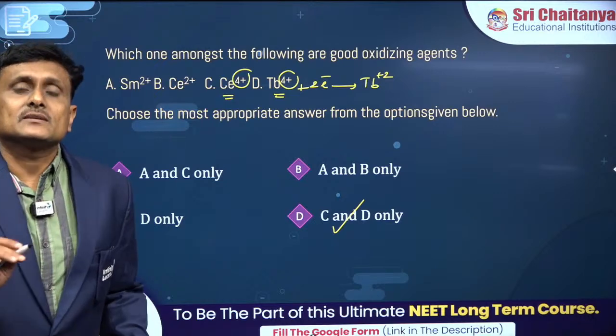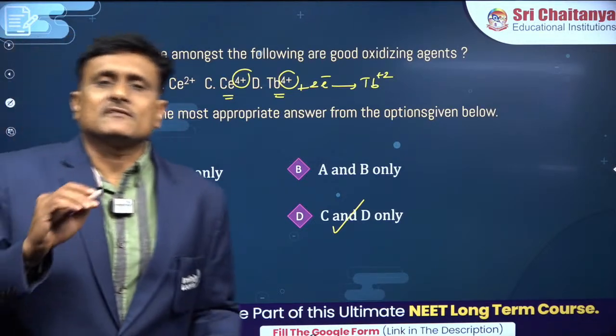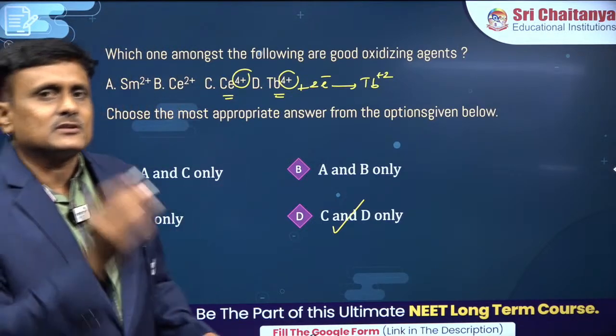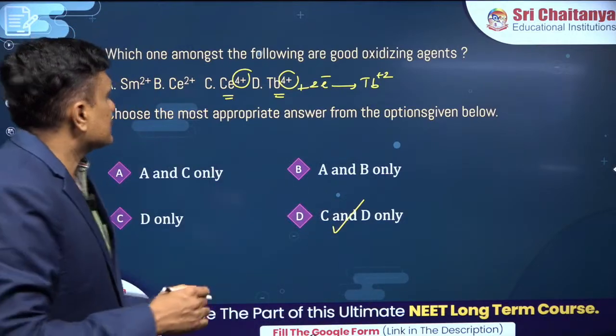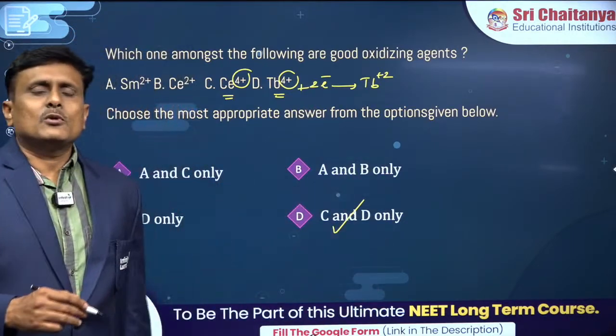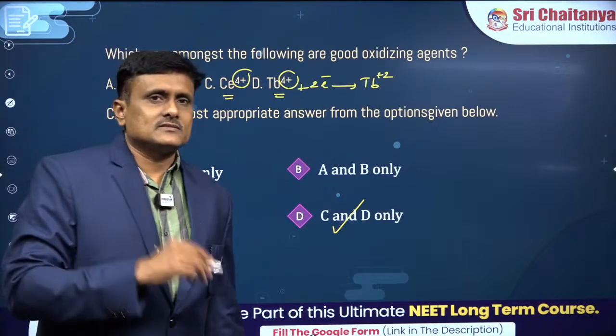Point number, inert pair effect, which is applicable to the F block element as well as the last element of the group, which is making the lower oxidation state stable. That means it quickly wants to convert into the lower oxidation state. Yes, Jignesh, brilliant.